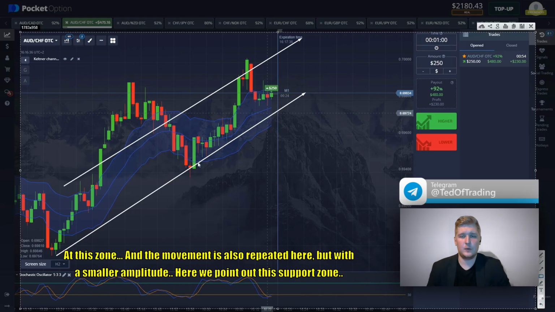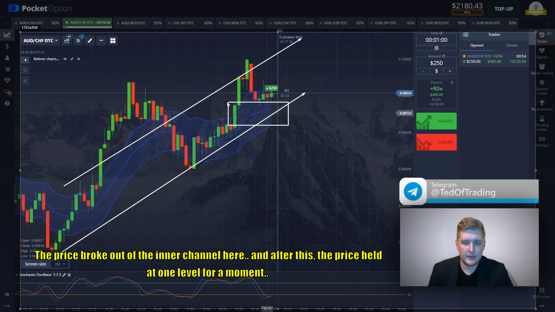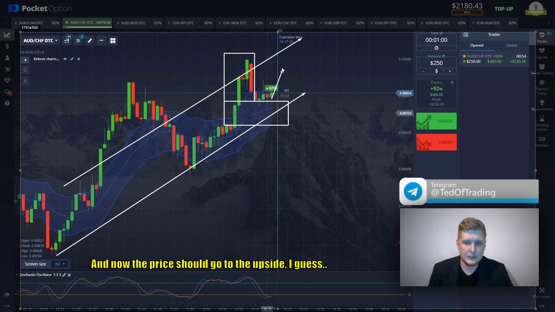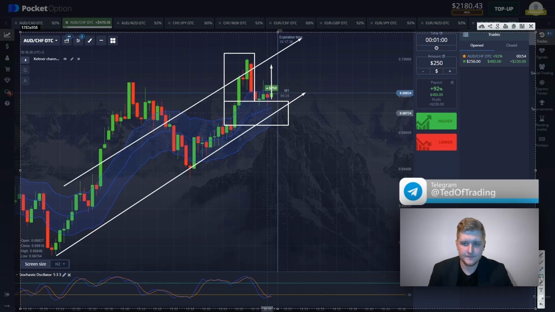And the movement is also repeated here, but with a smaller amplitude. Here we point out this support zone. The price broke out the inner channel, and after this the price held at one level for a moment, and now the price will go to the upside, I guess.